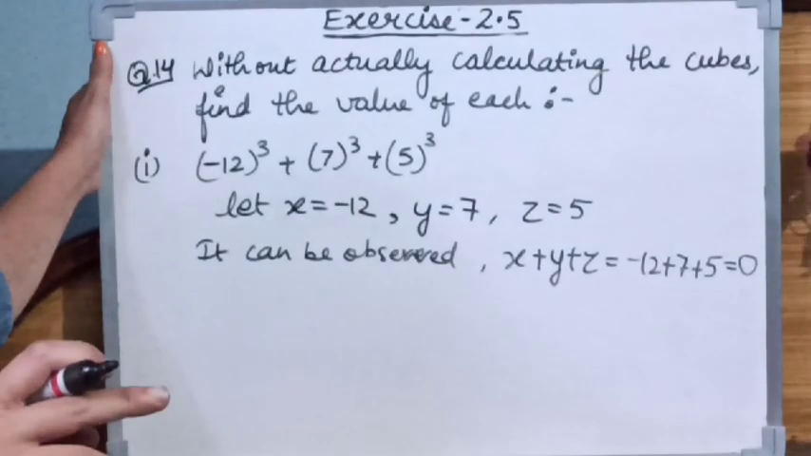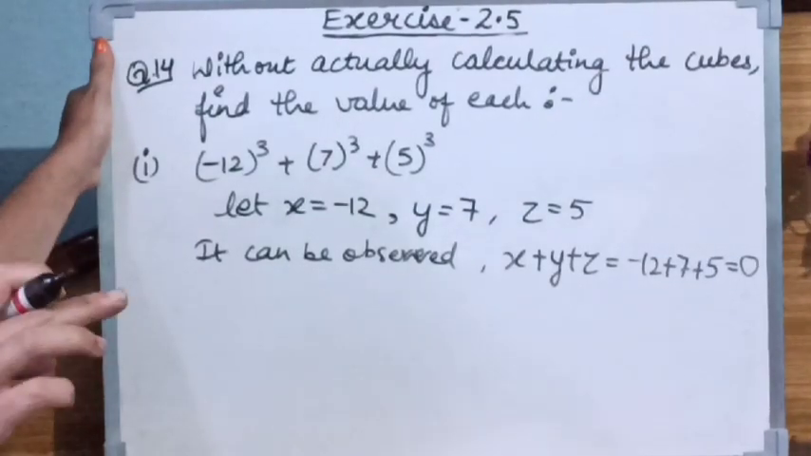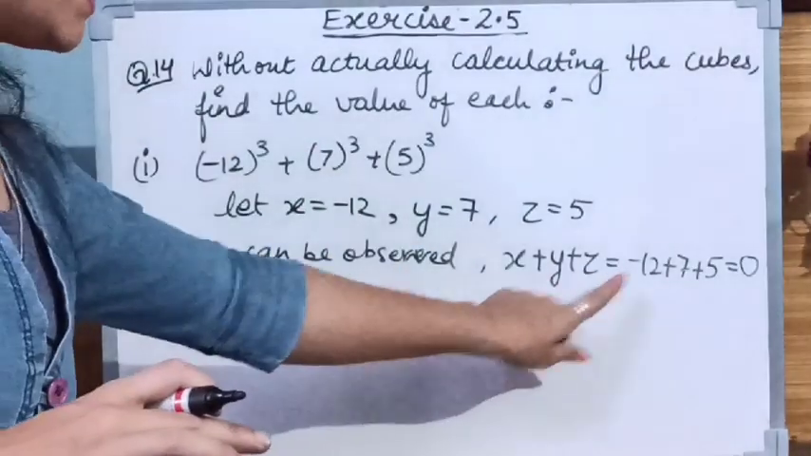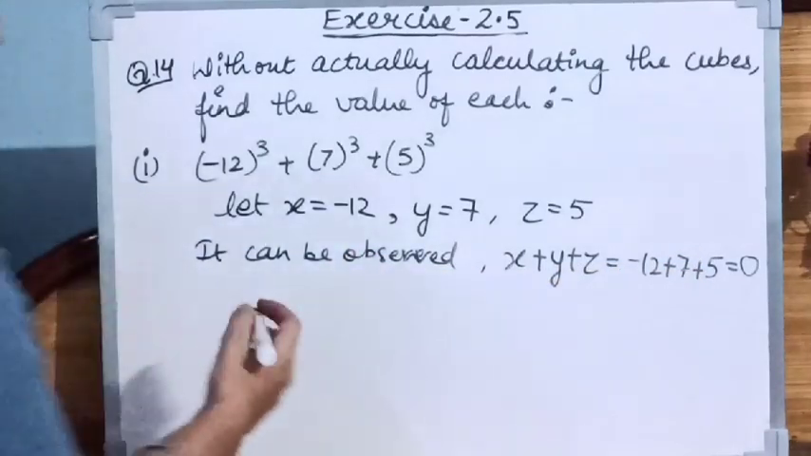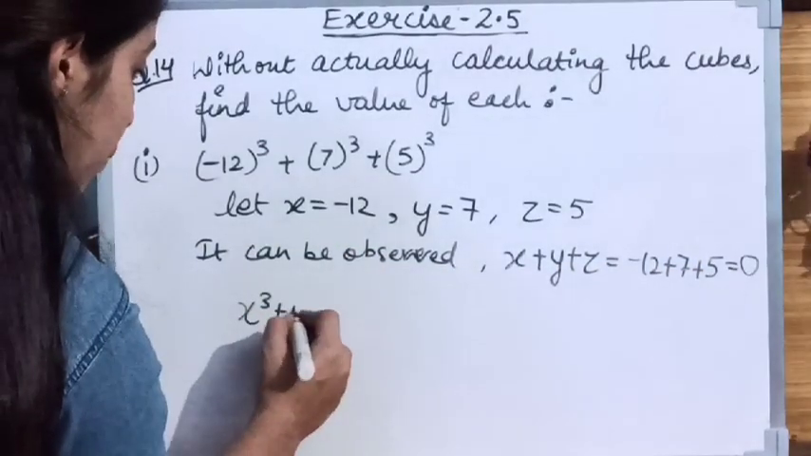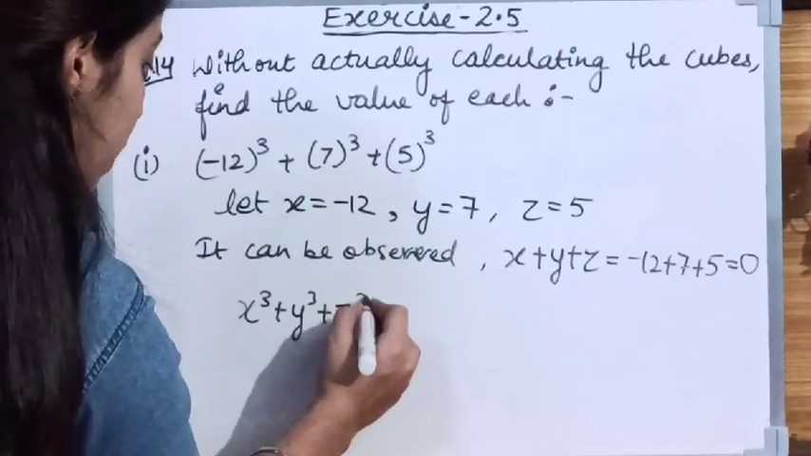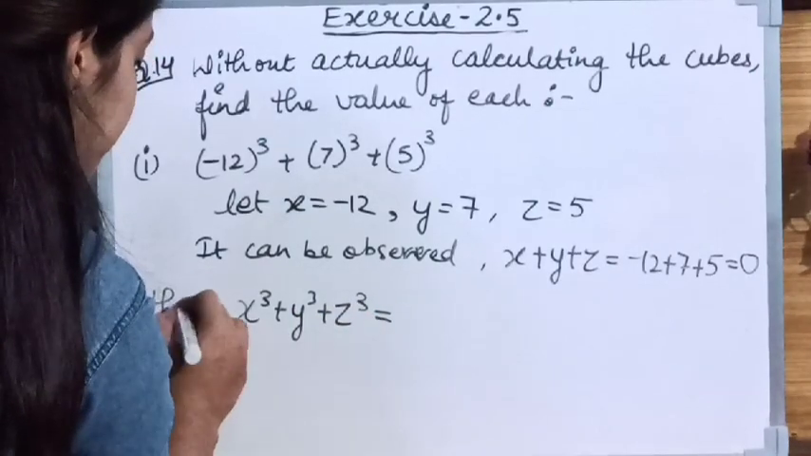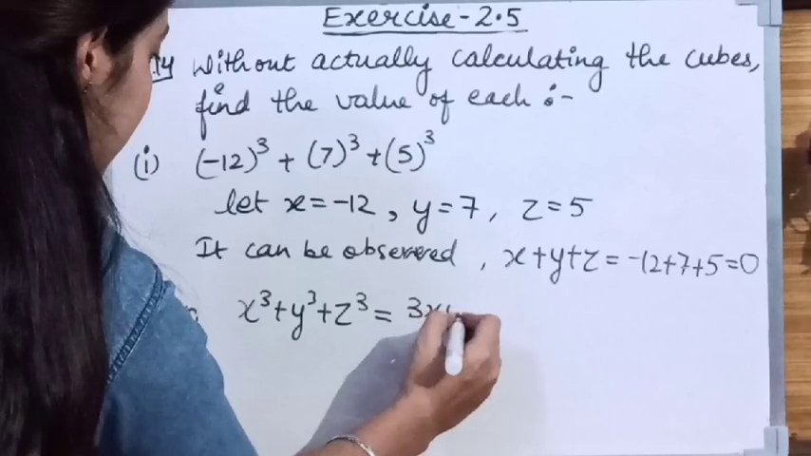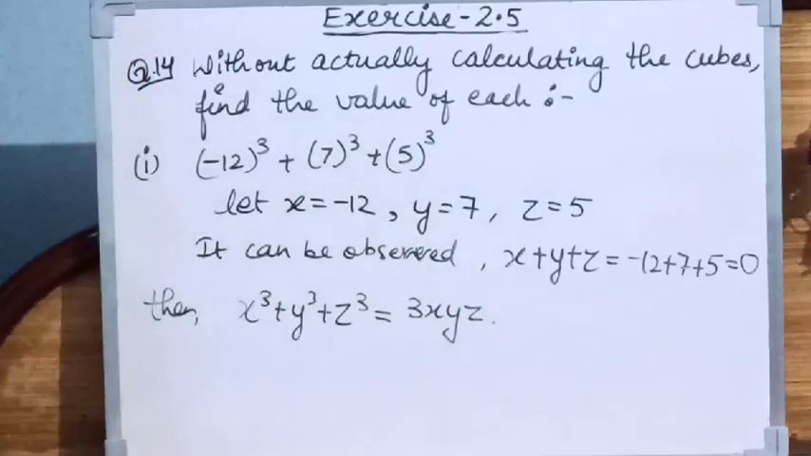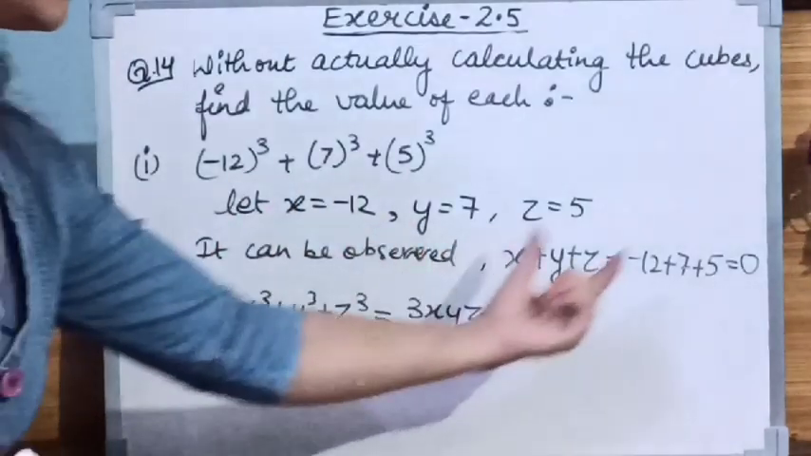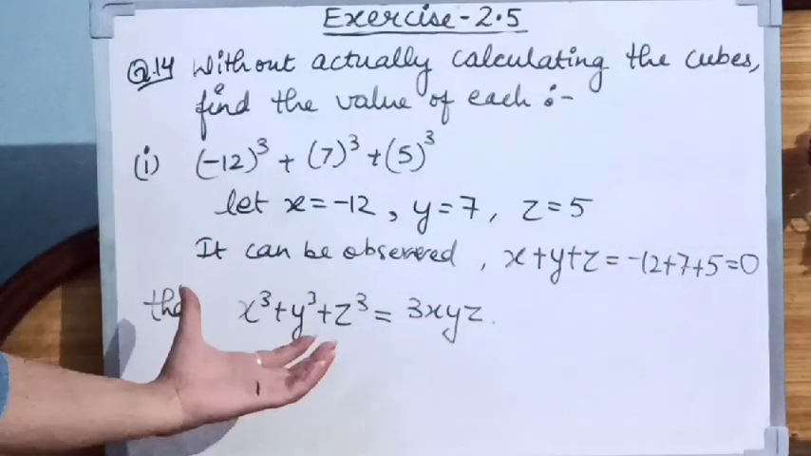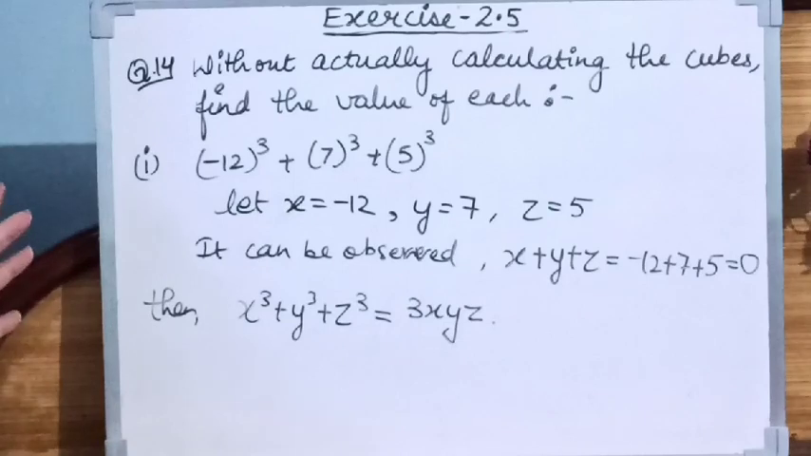And we have done in the previous question that when the value of x plus y plus z is 0, then x cube plus y cube plus z cube is equal to 3xyz. This identity was given in the first question: if the value of x plus y plus z comes out to be 0, then our earlier identity becomes x cube plus y cube plus z cube is equal to 3xyz.